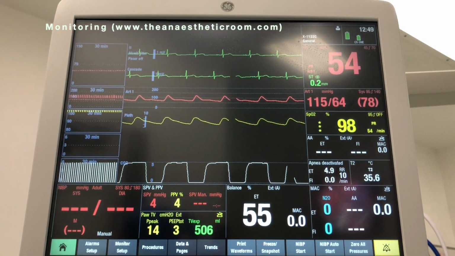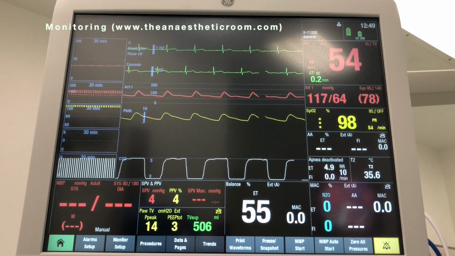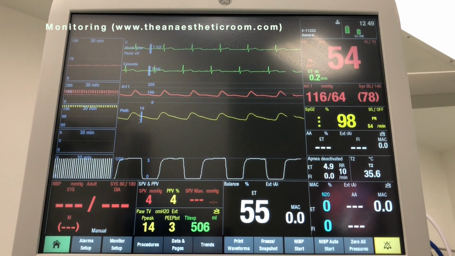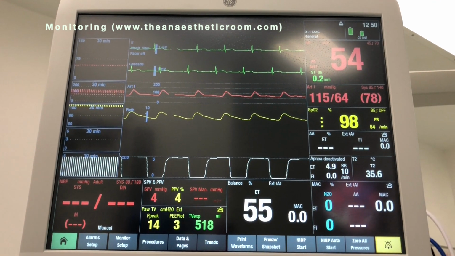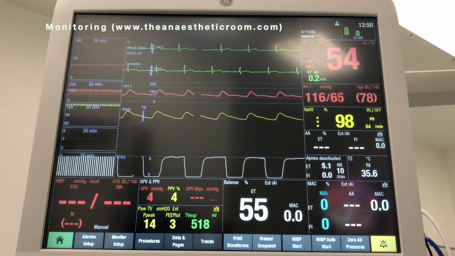You can set up where you want the heart rate to be read from the monitor. So in this case, we have used the heart rate derived from the arterial line to minimize artifact from diathermy when the surgeons are operating. The red trace is the arterial line trace.